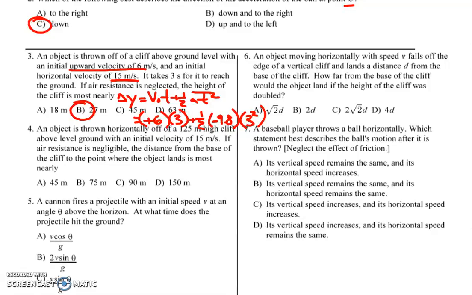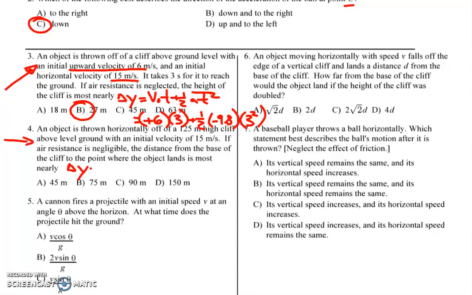Now we have an object that's thrown horizontally off a cliff. That's the difference between something fired up at an angle, like in number 3, and something completely horizontal in number 4. It has an initial velocity of 15 meters per second. We want to know the distance from the base of the cliff where the object lands. Okay, so this is actually going to be 2 steps. We need to first figure out how long it takes to fall.